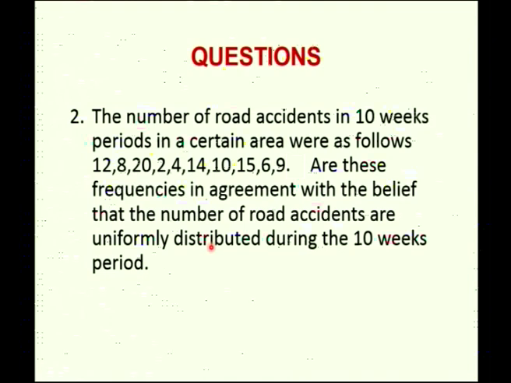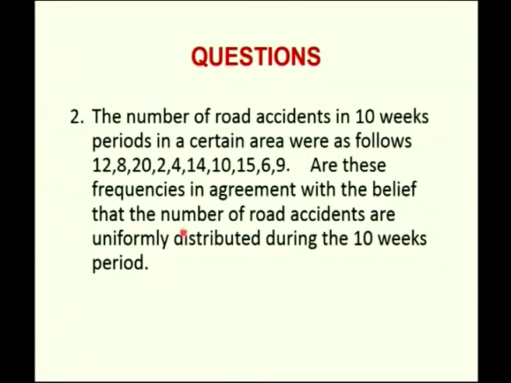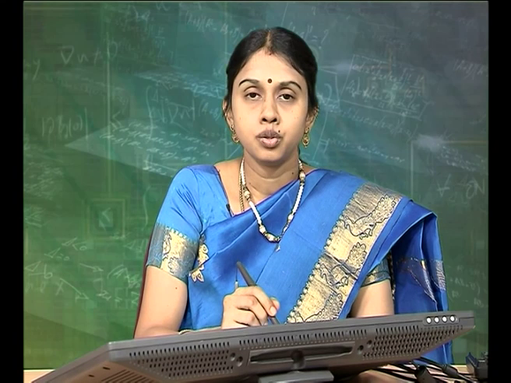Just sum up these number of accidents and accordingly distribute it for 10 weeks, that is the total sum divided by 10 will give you the equally distributed values for 10 weeks. Use equal distribution and test whether equal distribution is a good fit using a Chi-square distribution.